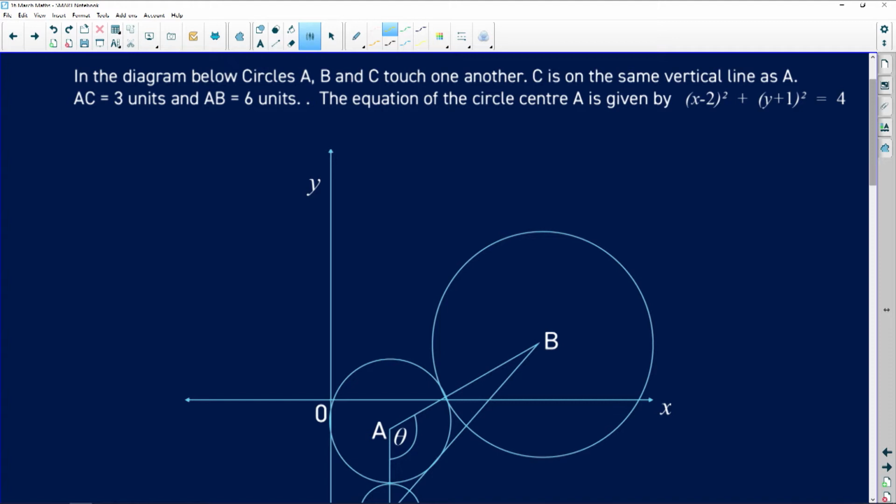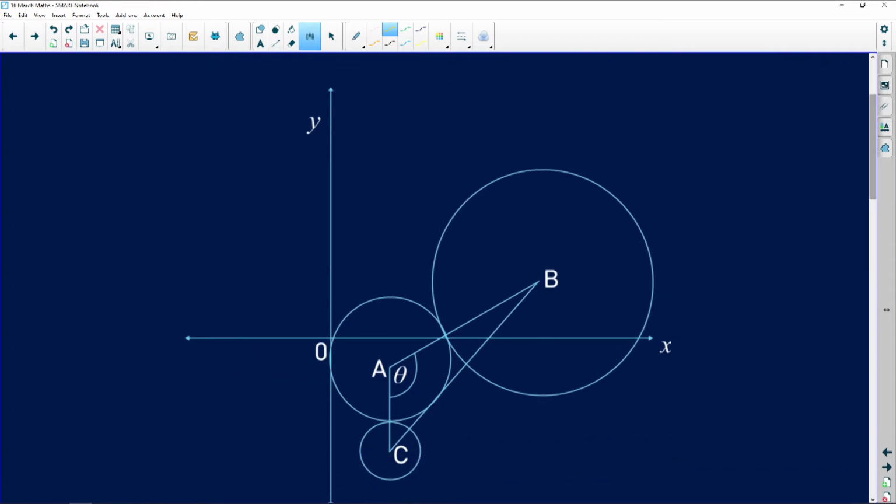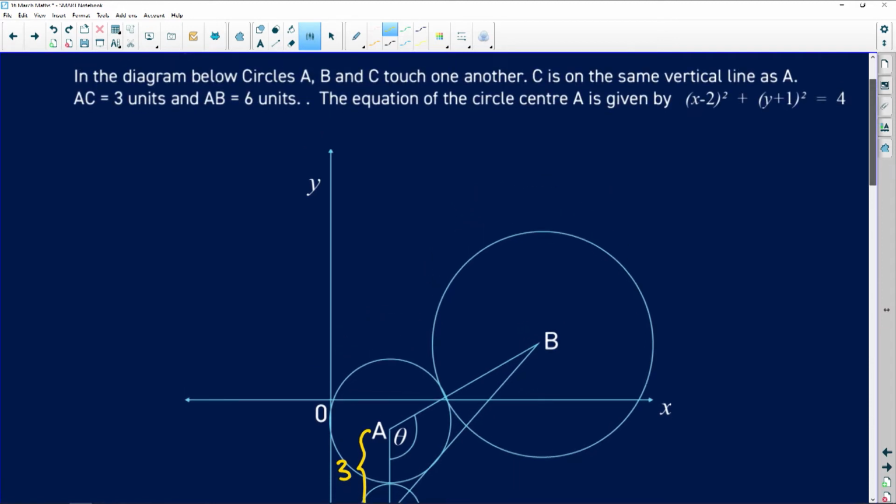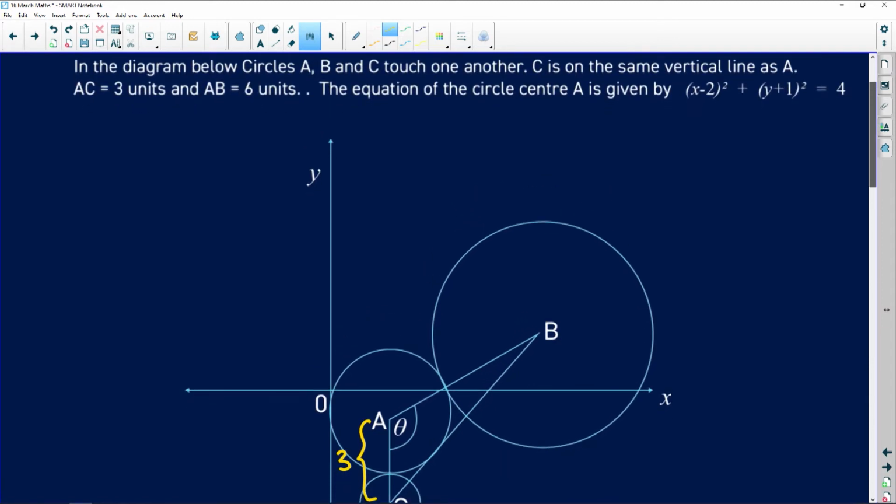C is on the same vertical line as A. And AC equals 3 units. Very important. Let me just put that here on the sketch because I might forget very key information. Remember, like I say, you always need to analyze the love letter before you come to the diagram. That will help you a lot in trying to answer the questions in front of you. Then we're told that the length of AB is 6 units. Very important. Okay, cool.